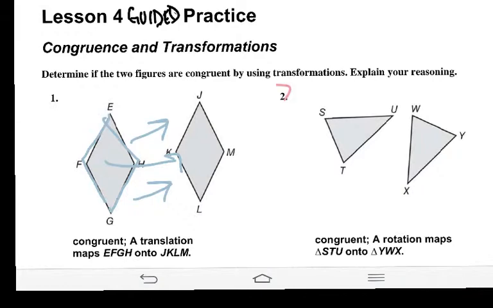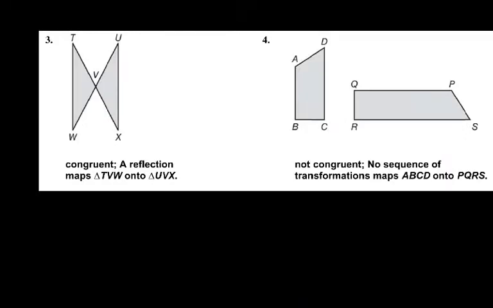For number 2, you can also see that it's congruent. If you were to cut this out and turn it or rotate it onto this one, you would see that it's also exactly the same, congruent. For number 3, you can also see it's congruent. If you were to cut this out, flip it and then place it on top of this one, you would see that they are also congruent, or same shape, same size.